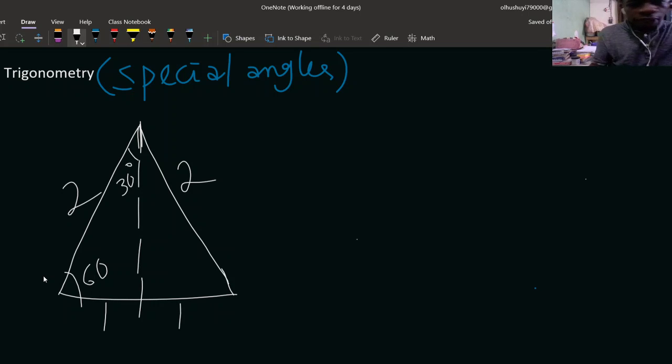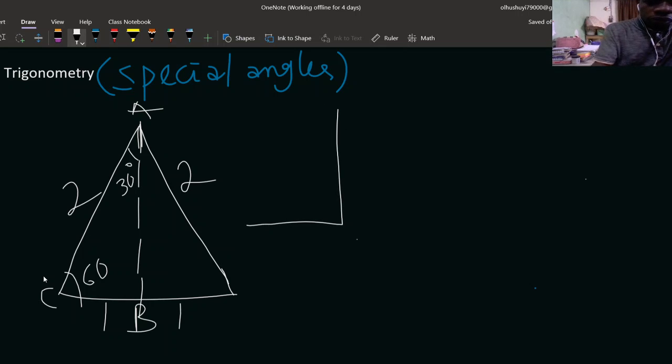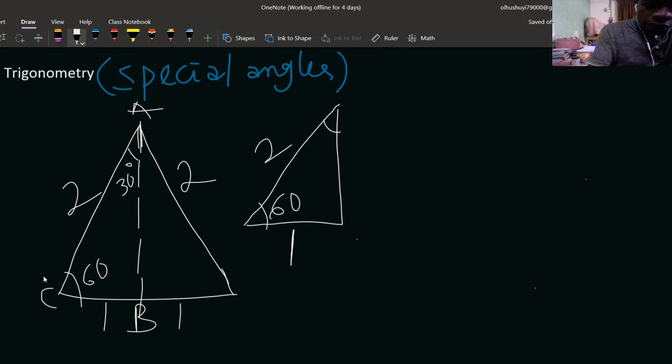Yes, we need only that side. Let me name this A, B, C. We need this. So this is what we need. We have this place to be 2. We have this place to be 1. We have this place to be 60. We have this place to be 30.